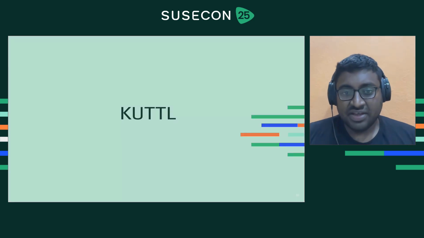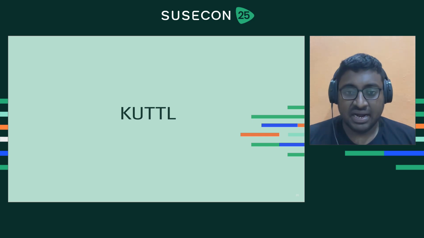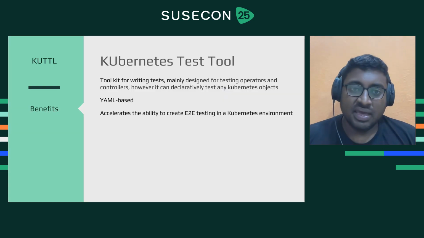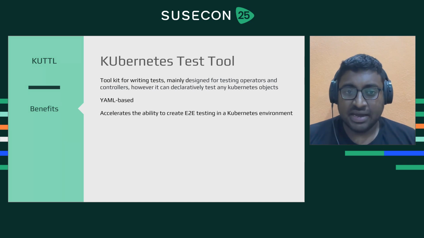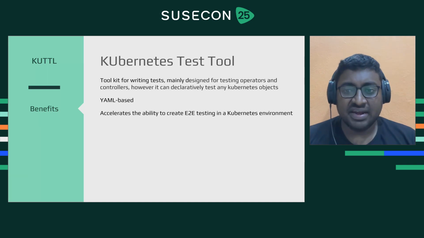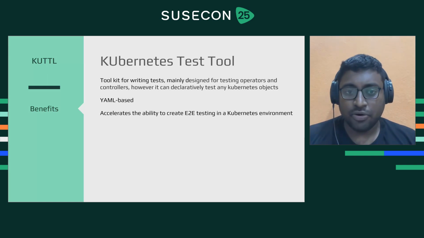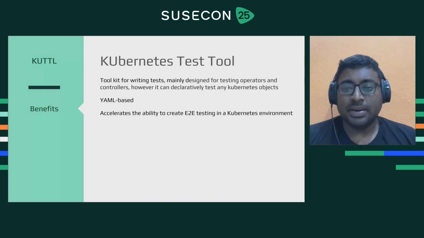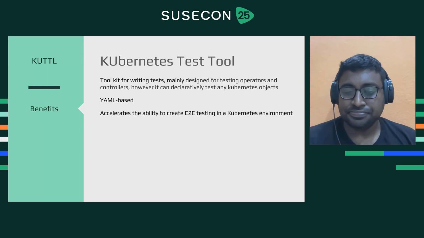As part of this discovery, we discovered a tool called Kuttl. Kuttl is a Kubernetes test tool. It is primarily used for testing operators. It is a CNCF graduated tool. It was mainly developed as part of KUDO Builder for testing those operators. However, it can test any Kubernetes objects. It's very simple, YAML based. You don't need to learn a new language, whether you are a Java developer or a Go developer. It's simply YAML based configuration, and it accelerates the ability to create end-to-end environments for testing your code.